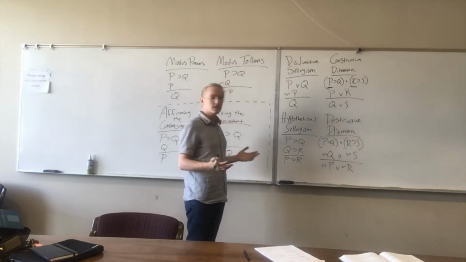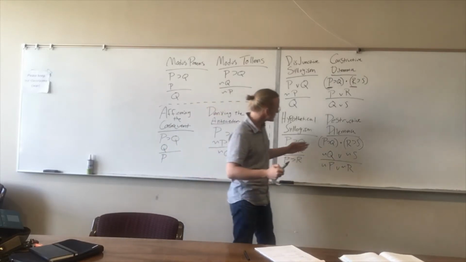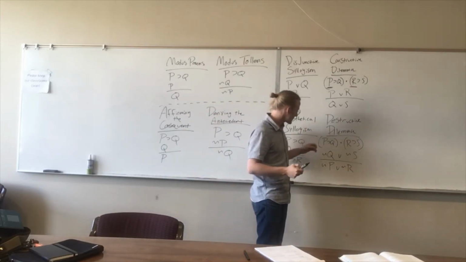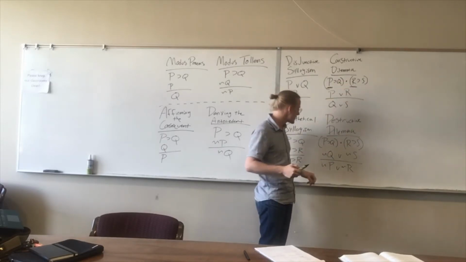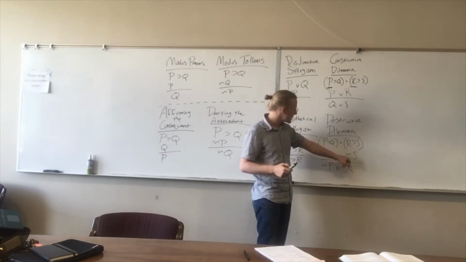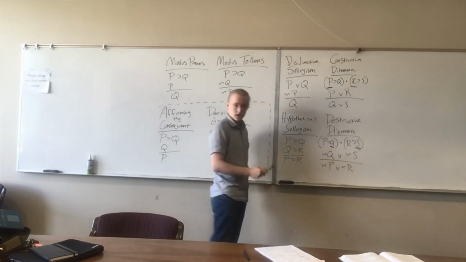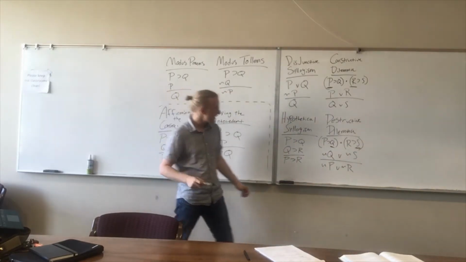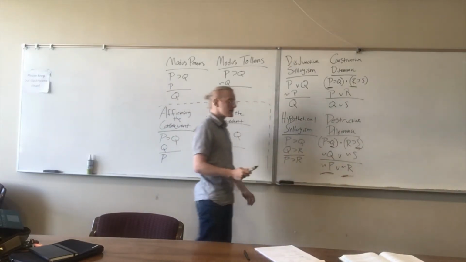Now, the destructive dilemma is very similar, except it uses negation. And the destructive dilemma goes something like this. It says, if P then Q, and if R then S, very much like the constructive dilemma. Then, not Q or not S, right? So what we're doing is we're negating the consequents. Then it's not the case that P, or it's not the case that R.